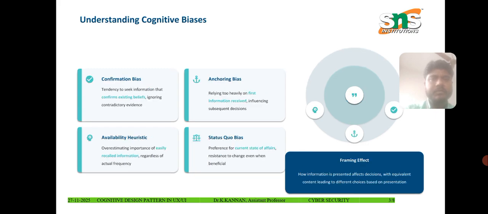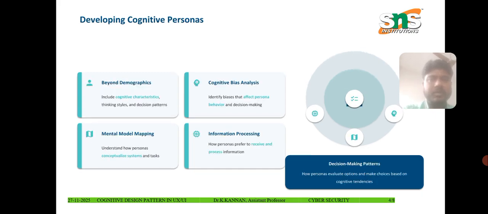Next is developing cognitive personas, which go beyond demographics to include cognitive characteristics like thinking styles and decision patterns. Then cognitive bias analysis: identify the biases in different persona behaviors and decision making.